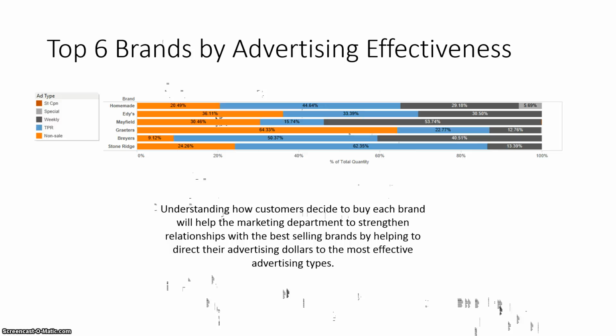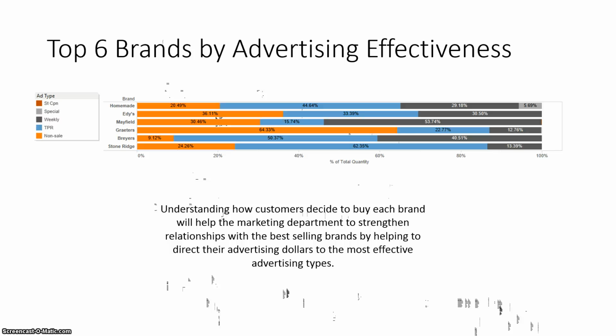Here we can see those 6 brands that I just mentioned based on their advertising effectiveness. Marketing can use this in order to determine what ads we should spend for each company. For example, Graeter's has a greater than 64% sales where there's no sale involved at all. Graeter's is just making the sale on its name alone. As a result, even though we want their marketing revenue, there's a lot of non-sale opportunity here for sales.